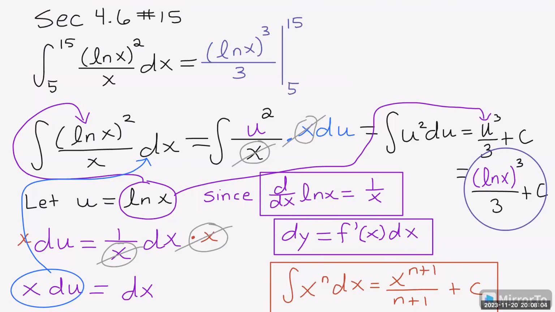Which means I need to plug in the top number for x. So I'm going to plug in 15 for x. So I have natural log of 15 cubed over 3. And then after that, I will plug in the bottom number for x.